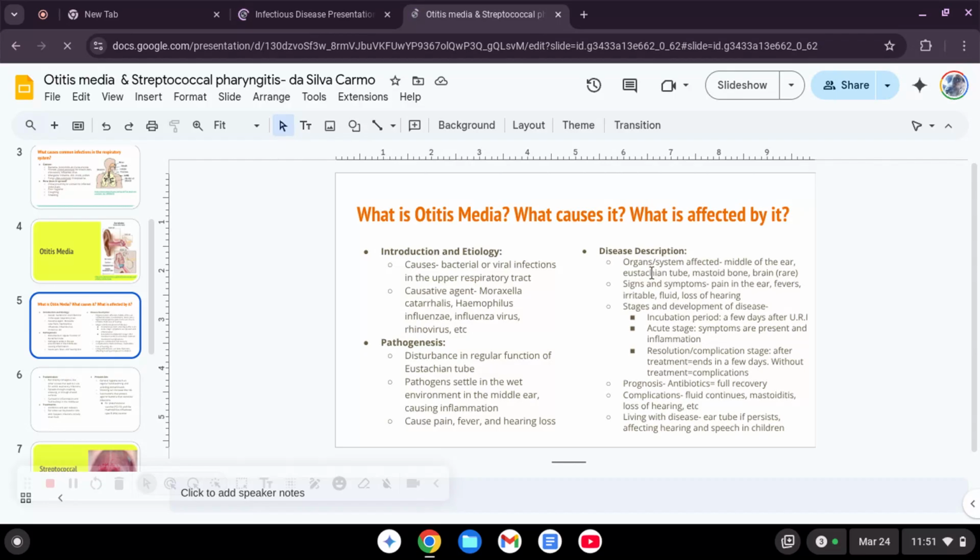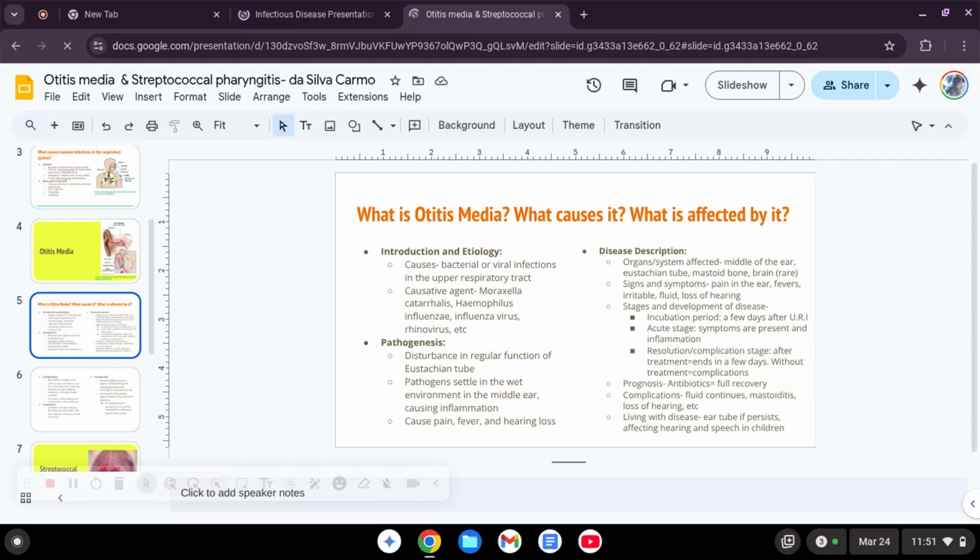And certain bacteria have unique mechanisms that allow them to spread the illness, like virulence factors. And otitis media is a condition affecting the middle of the ear. Symptoms include ear pain, fever, irritability, and potential temporary hearing loss due to the fluid that builds up in the ear. It usually begins after the upper respiratory infection happens. There's inflammation and dysfunction in the eustachian tube.